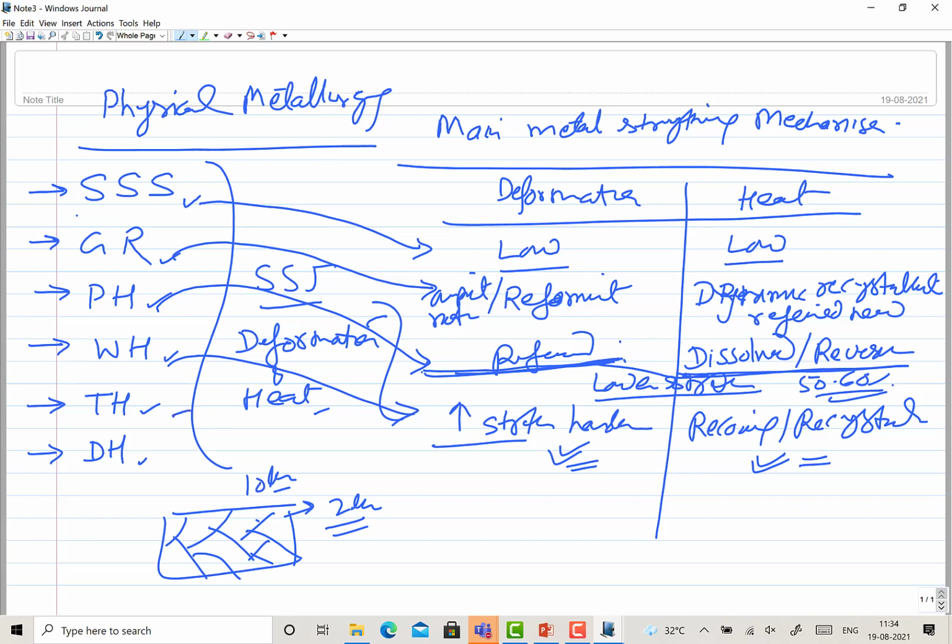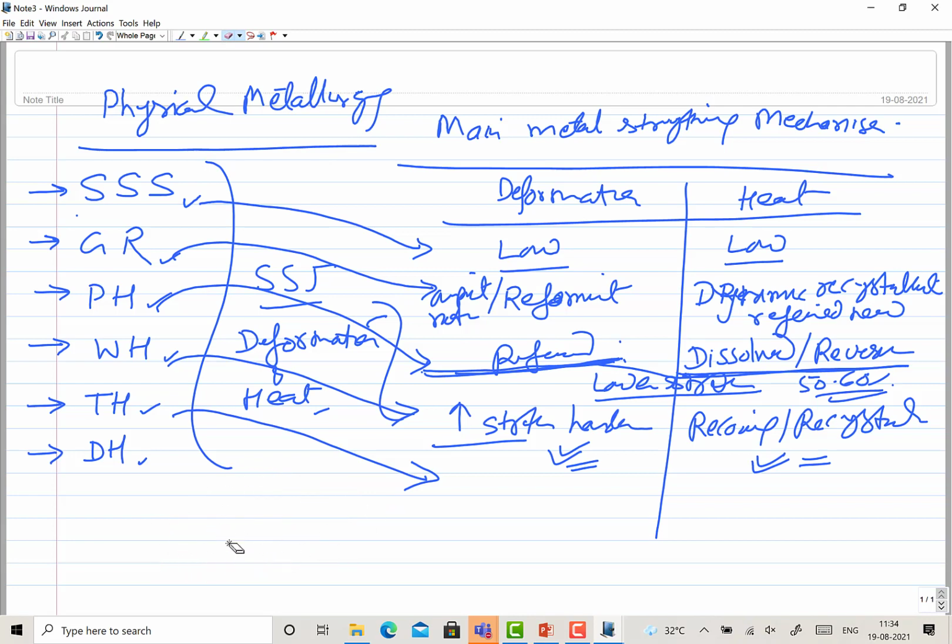So next is the transformation hardening. Transformation hardening is shown wherever there is a change of phase due to either deformation or a high increase of temperature followed by cooling at different rates. Okay, so there are 2 or 3 examples of this kind.